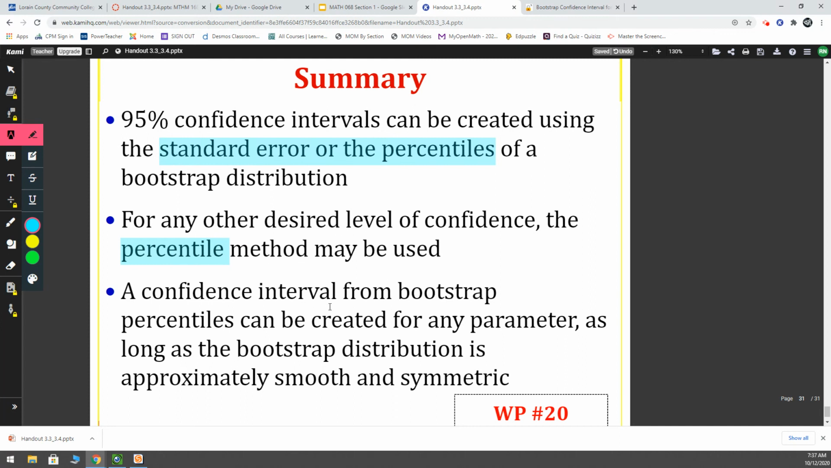A confidence interval from a Bootstrap percentile can be created for any parameter. That's important. So I can do it for a p value, I can do it for a mu value, I can do it for a rho value, or a difference of values, as long as the distribution is approximately smooth and symmetric. Smooth and symmetric.